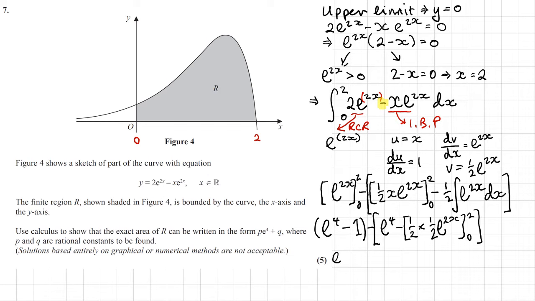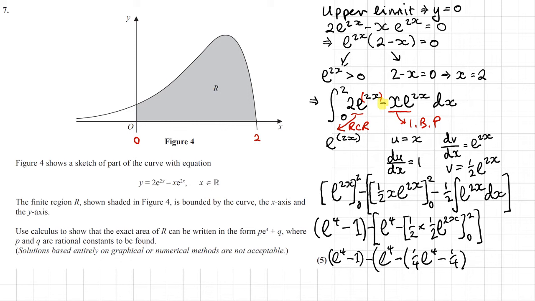So we should have e to the 4 minus 1, that was the first bit, minus, now we've got e to the 4 minus, and now we put the limits in of 2 and 0. So this is just going to be a quarter. So I've got a quarter e to the 2x, or a quarter e to the 4 when I put the 2 in, quarter e to the 4. Then I'll put 0 in, so I'll have e to the 0, which is 1. So I'll have half times a half, so minus a quarter.